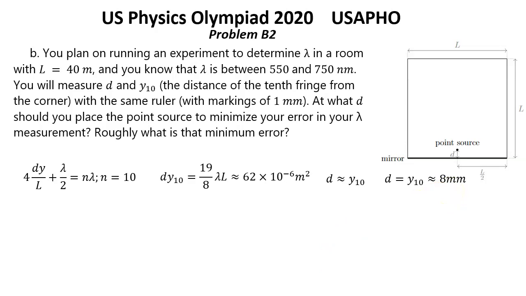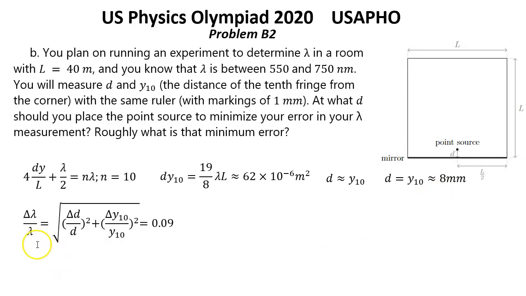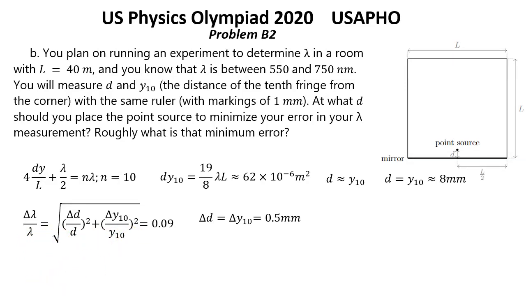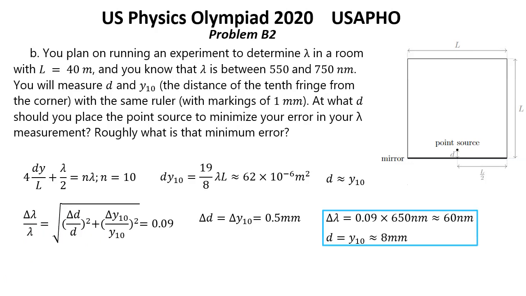Now, using the formula for relative error, we have this expression, and if we assume that our ruler has delta d and delta y10 equal half millimeters, we have delta lambda over lambda equal 0.09, and assuming that lambda equal 650 nanometers, we have delta lambda approximately equal 60 nanometers, and distance d must be around 8 millimeters. It was a solution for question B.